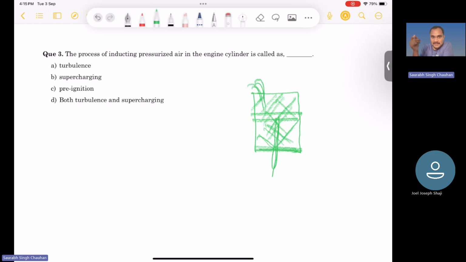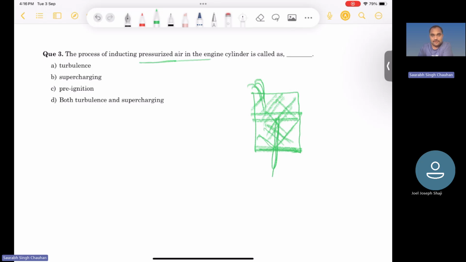Because the compressed air will have more density, you will have more air inside the cylinder and you can burn more fuel and get more power. So the engine which was like 100 cc can behave like 120 cc or maybe 150 cc. This technique is called supercharging or turbocharging. The turbulence has nothing to do with the pressurized air.